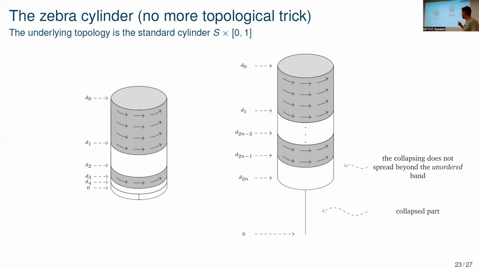Okay. So what you do is actually quite simple. You have your cylinder with the standard topology. And you have some zebras, which means that on half of the cylinder, you turn that way. Then you consider a small band beyond it where you do not turn at all, then a smaller band where you turn again, and so on. You alternate bands where you can turn and bands where you cannot turn.